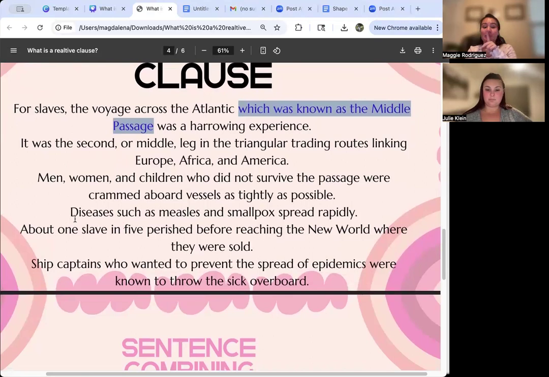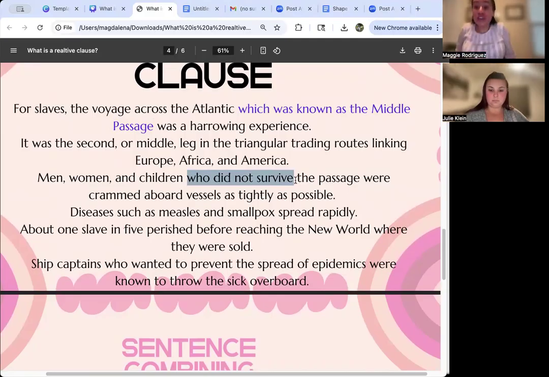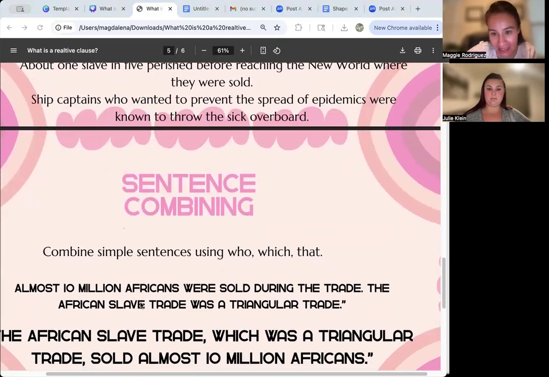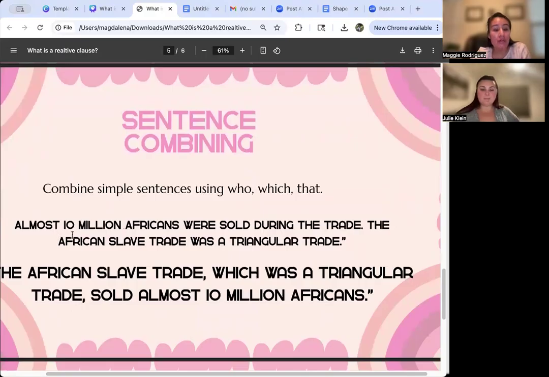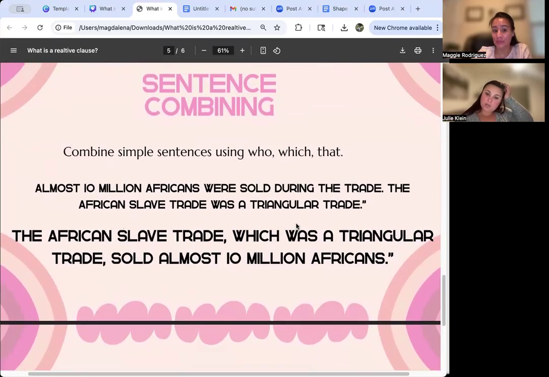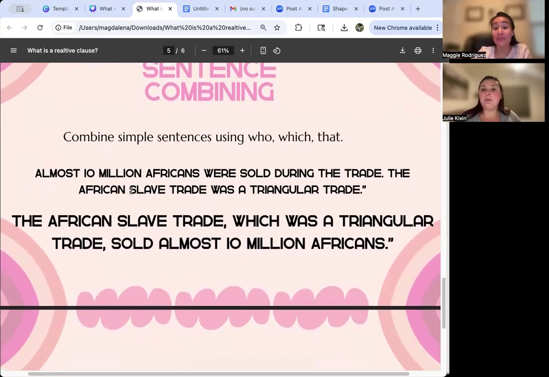And I'm going to find you another one. Men, women, and children who did not survive the passage. So you found one and I found you another. Okay, now let's combine some sentences using who, which, and that. So you were able to point them out from a little paragraph. Now we're just going to put sentences together. So here's one. Almost 10 million Africans were sold during the trade. The African slave trade was a triangular trade. What can we do to that? The African slave trade, which was a triangular trade, sold almost 10 million Africans.